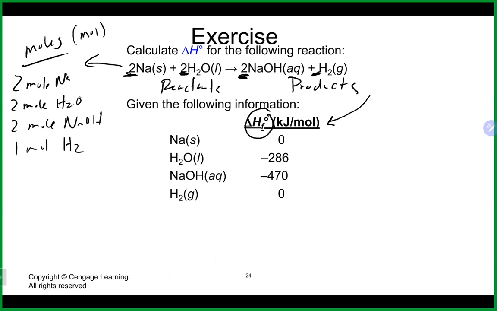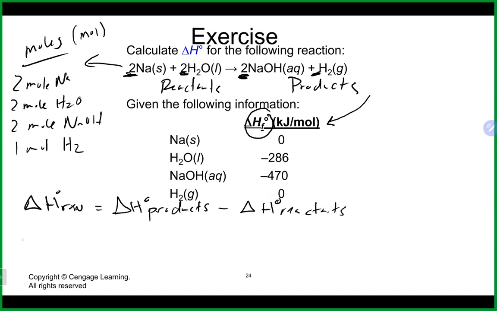So to calculate the delta H in this case, the delta H of the reaction will equal our delta H of our products minus the delta H of our reactants. All right, so to do this, we're going to start on the product side, which is over here.